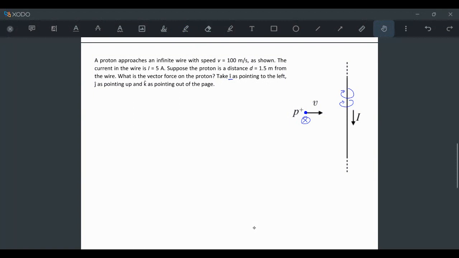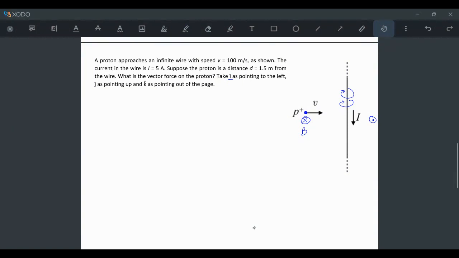In case that's not clear, we could also comment that on the right-hand side, it'll be pointing out of the page, and hopefully you can imagine how the vector field would look. So the magnetic field will point into the page.